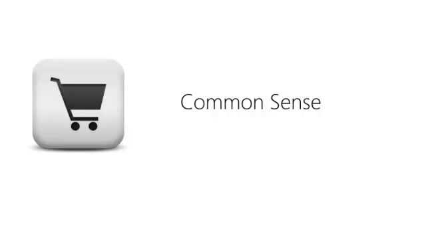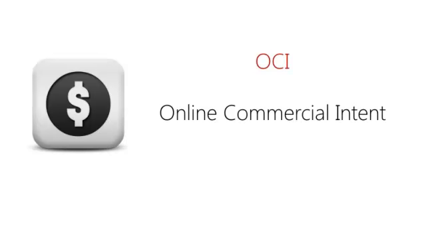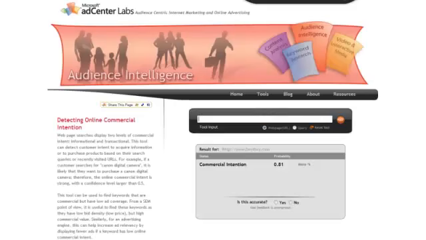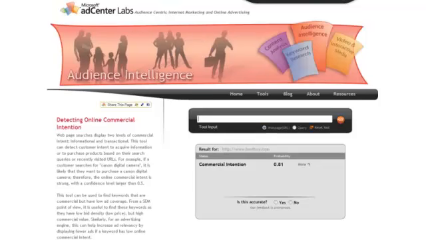However, you don't have to take a guess, because there are also some ways to find out about commercial intent. And the easiest way is to use OCI. That's the Microsoft Online Commercial Intention Calculator or Evaluator. I don't know exactly what they call it. You can find it by going here, or by simply typing Microsoft OCI into a search engine and picking the first result. And this here is what this calculator, or estimator, looks like.